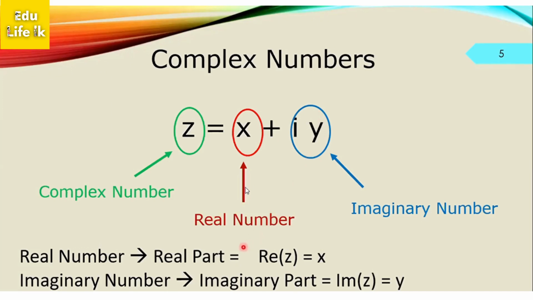So in mathematics, we write it as Re z, the real part of z. In short, Re z, the real part of z, equals x. If we take the imaginary part from the imaginary number, we denote it as Im z. The imaginary part is y. Im z is y, Re z is x.